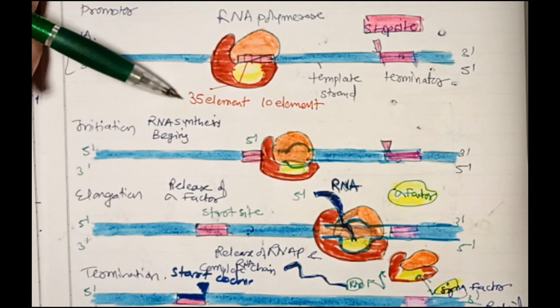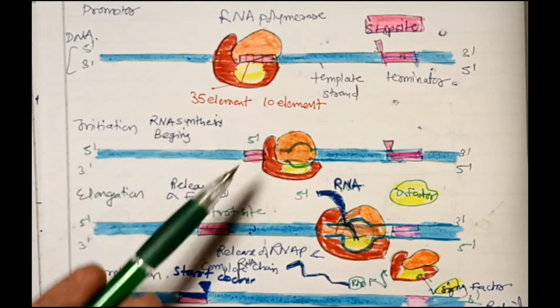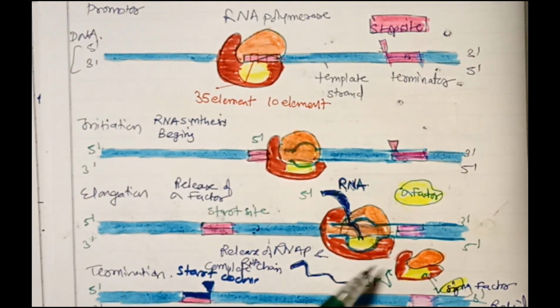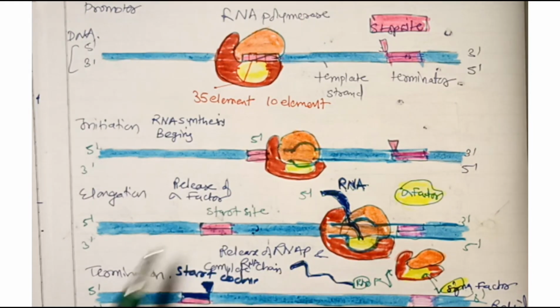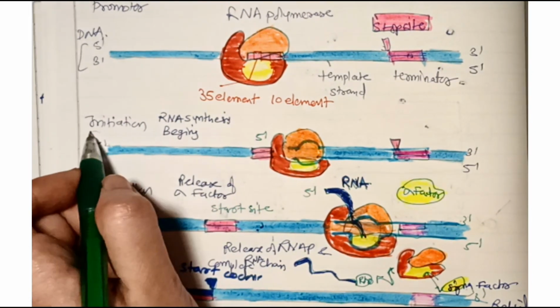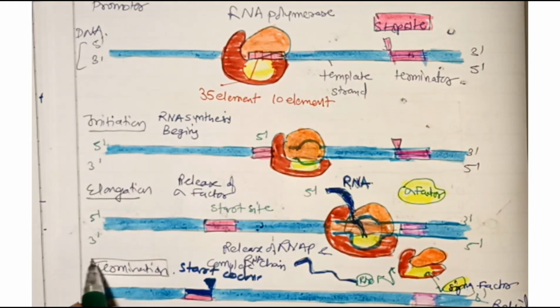Then RNA polymerase eventually reaches a transcriptional termination signal, at which point it will stop transcription and release the complete mRNA molecule. And there are two kinds of transcription terminators commonly found in prokaryotic genes.